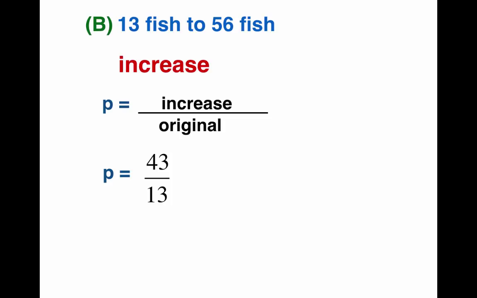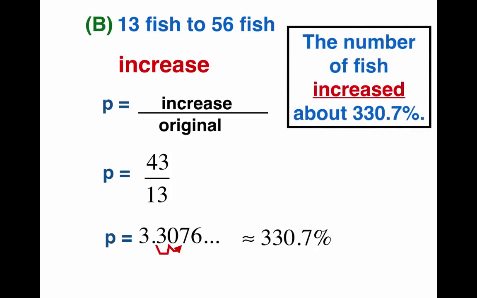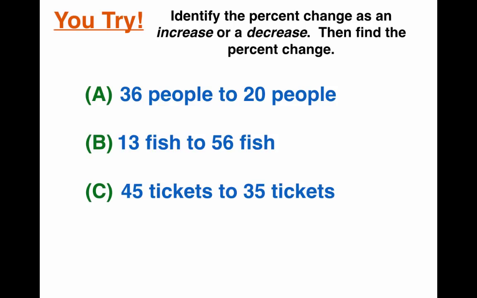So 43 over 13, and we're going to divide that in our calculator. Now 43 divided by 13 is this long decimal. It's like 3.3076, and it kind of just keeps going. But I'm going to make it a percent by moving the decimal 2 times, and I'm going to get about 330.7%. Holy smokes, there was a 330% increase in the number of fish. That's huge.